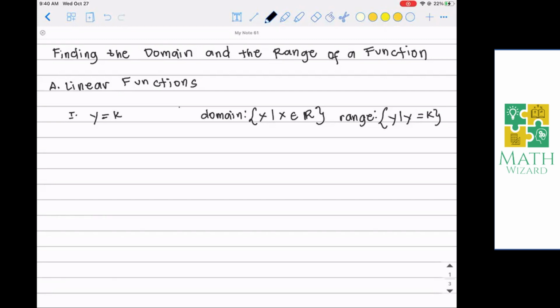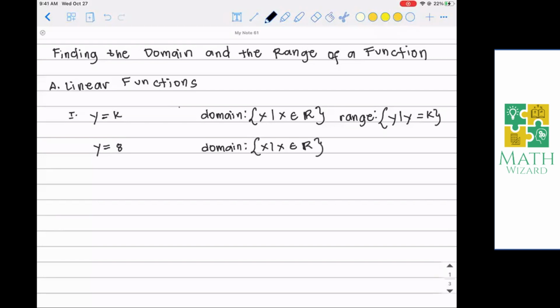So bakit siya naging ganon? Let's have an example. Let's say y is equal to 8. Same siya doon sa first formula natin. So sabi sa ating formula, if it's in the format of y is equal to k, automatically ang domain natin ay all the real numbers. So syempre, ang magiging sagot natin, all the real numbers. So the domain ay x, such that x is the set of all the real numbers.